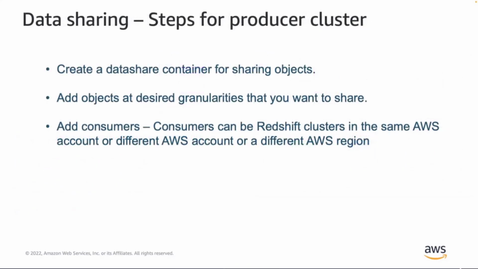Right. So before going to the demo, let's quickly talk about the steps that a producer and a consumer need to do to make data sharing work. On the producer side, the first step is to create a data share container for sharing the objects. Once the data share is created, the producer will add objects at the desired granularities that they want to share with the consumer. And then finally, you add the consumers, right? A consumer can be a Redshift cluster in the same account or a different account or across AWS regions, but you just add the consumers that you want to share that data share with.